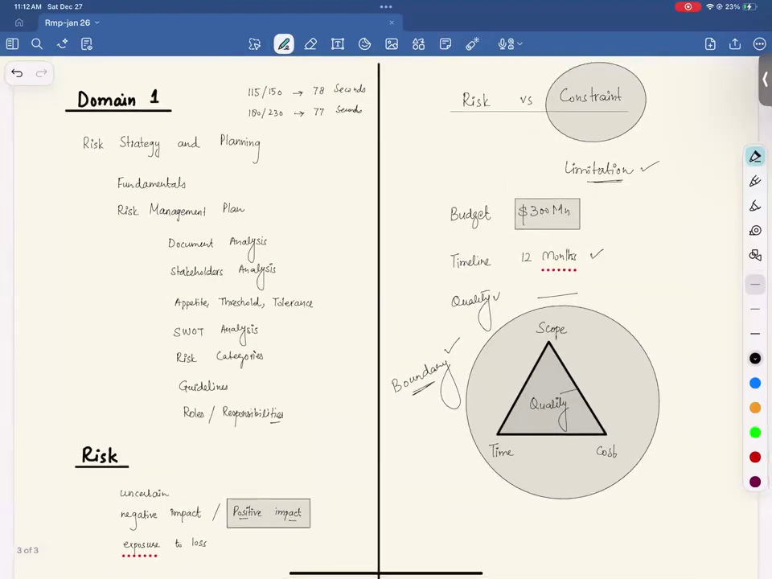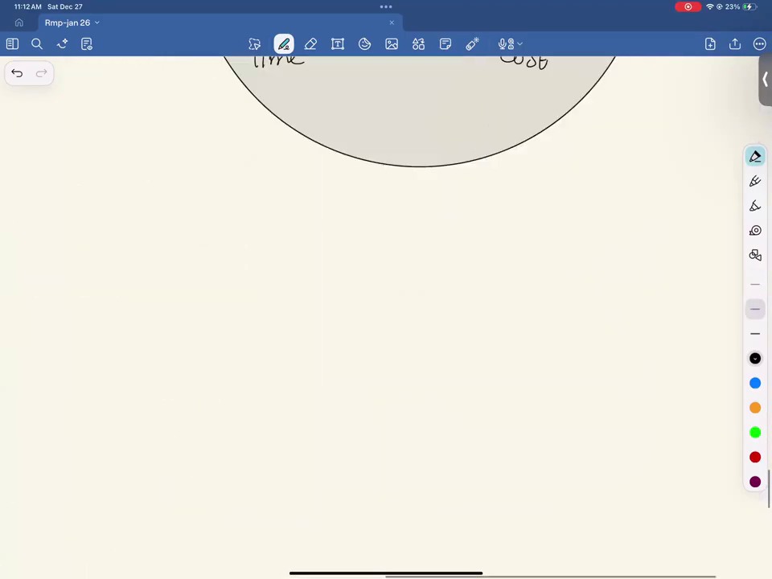I hope you understand the difference between risk and constraint. Constraint, again, it's fixed. It's your limitation. And risk is any uncertain event which may or may not occur. Right? Okay, then we have known versus unknown risks.